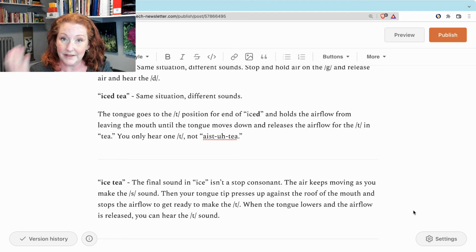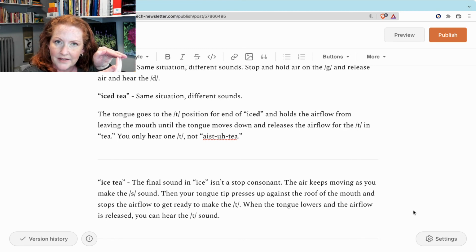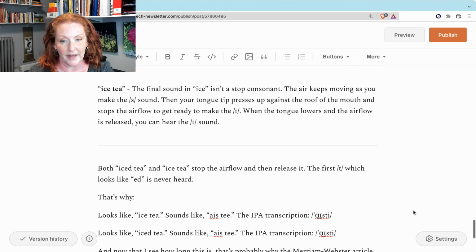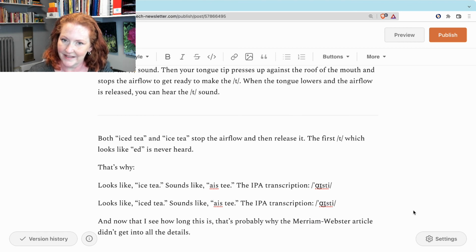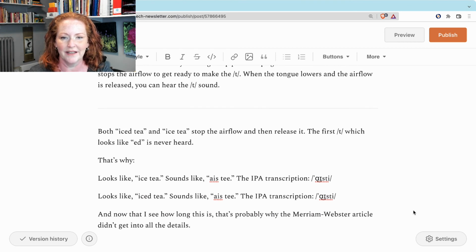However, you are going to stop the airflow when your tongue goes up for the S. Iced tea. Ice. It's very close when I make the S. Iced. And when you push your tongue up to stop the airflow for the T, then release it for the vowel E, that's when you'll hear the T. Ice. Very close. Like these are my teeth and this is the tongue. Iced tea. Iced tea.